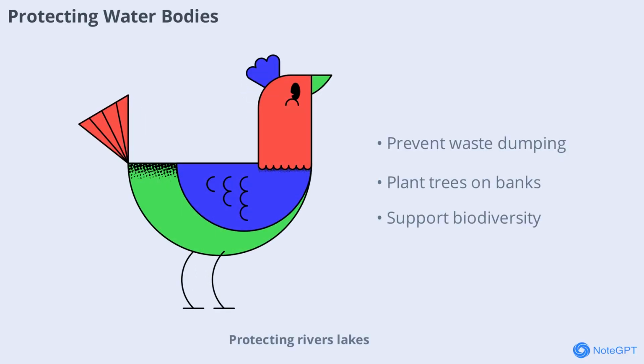Protecting rivers, lakes, and ponds is essential for maintaining water quality and availability. Preventing dumping of waste, planting trees along banks, and regular cleaning drives help keep water bodies healthy. Healthy water bodies support biodiversity and provide clean water for various uses.